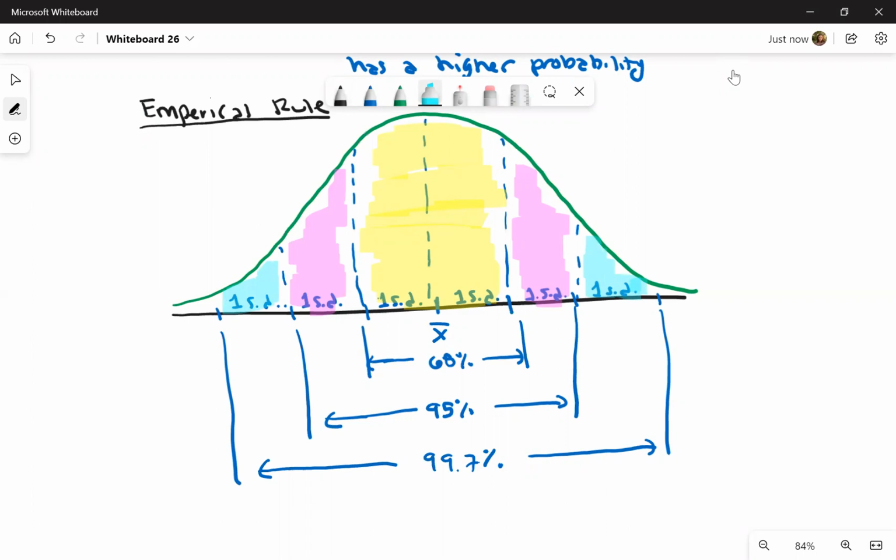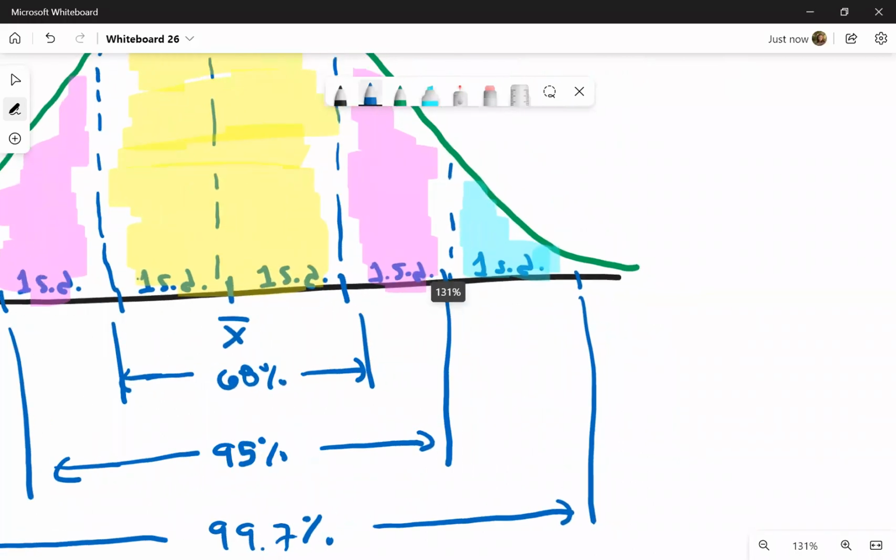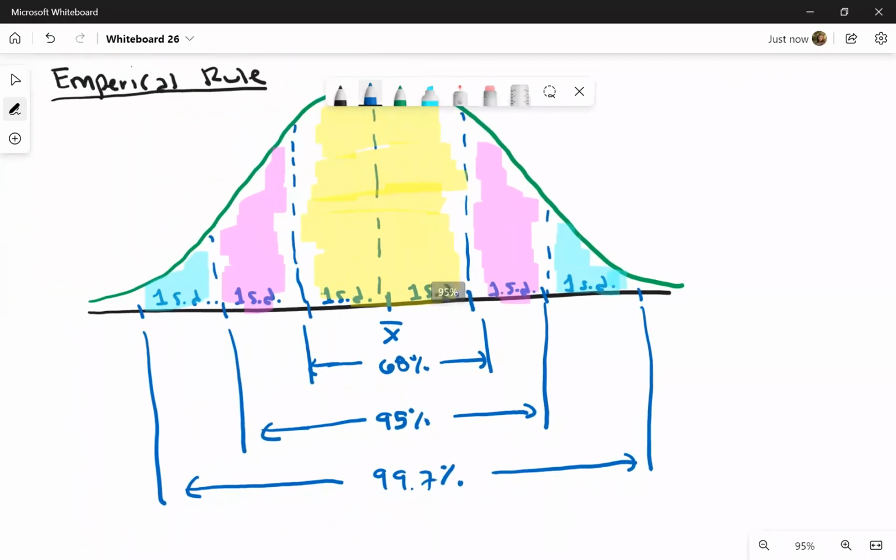So let me give this by an example. All right. Let me zoom back in just a smidge. Oh, too much. Okay.